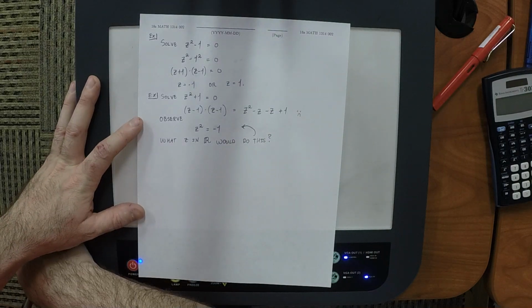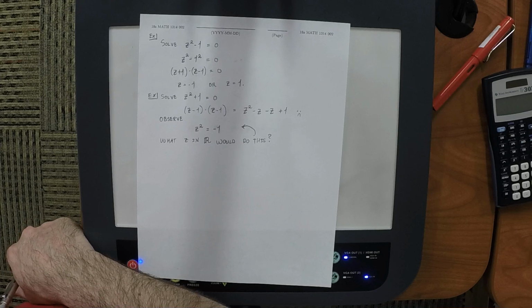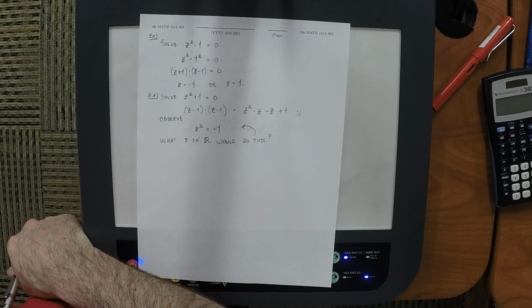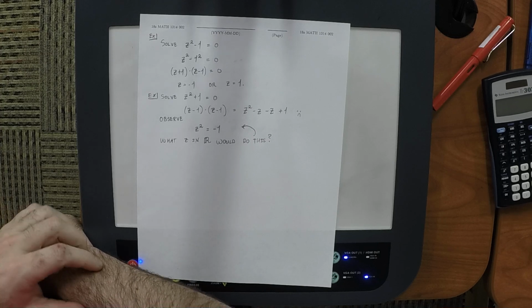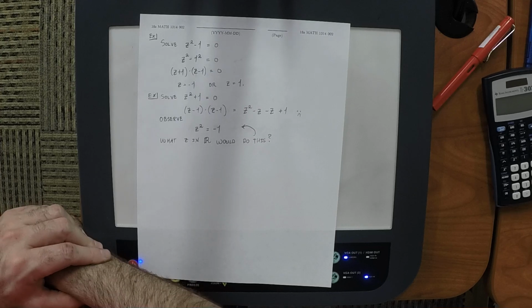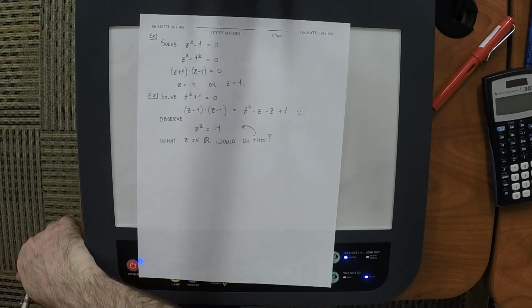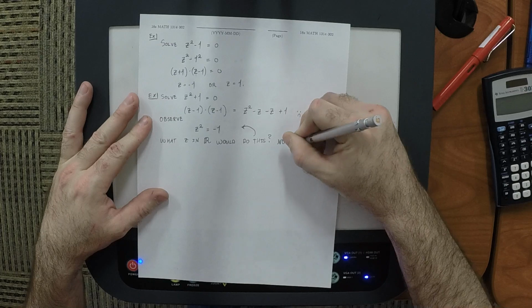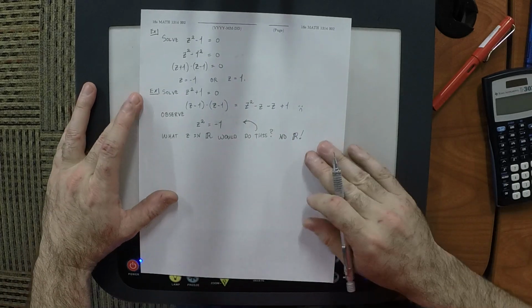None, right? What if you squared a positive z? Would the result be negative 1? No. What if you squared a negative z? Like if you squared negative 3. What's negative 3 squared? It's 9, right? No real is going to square to be negative 1. So there's no real that will do that.